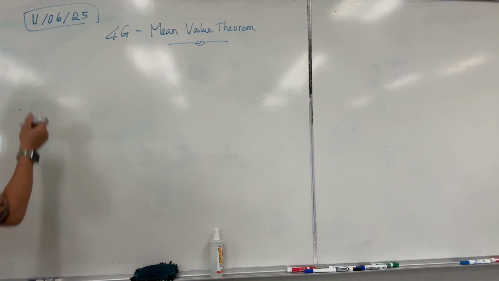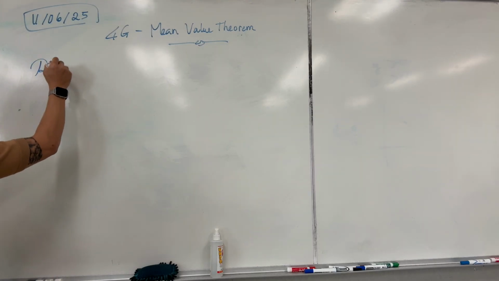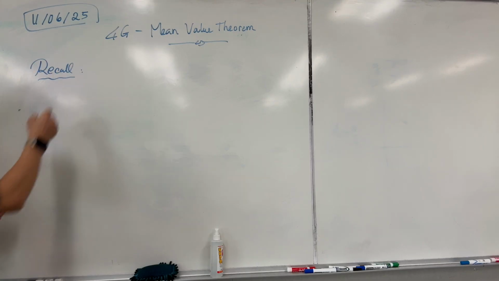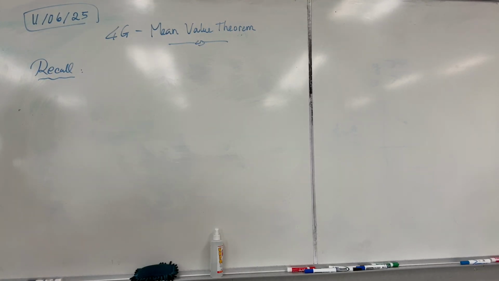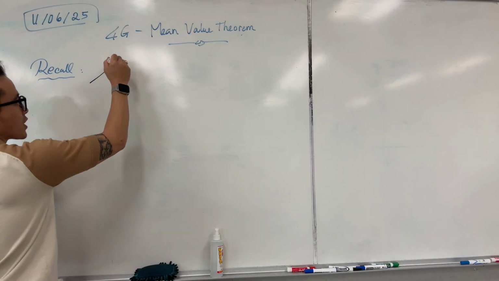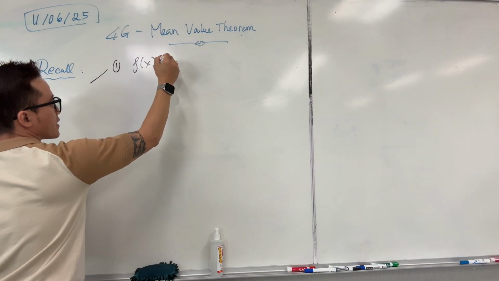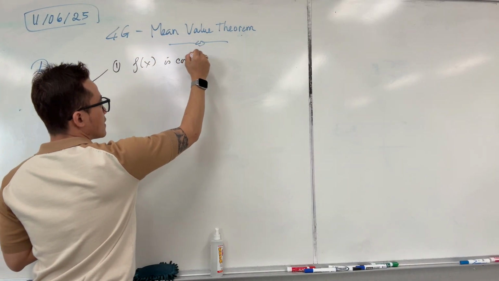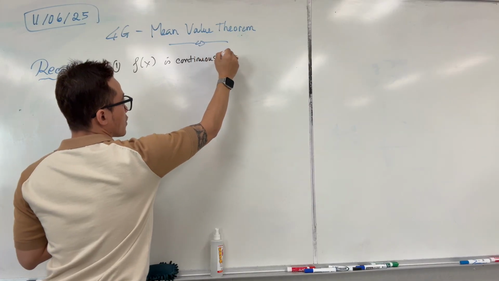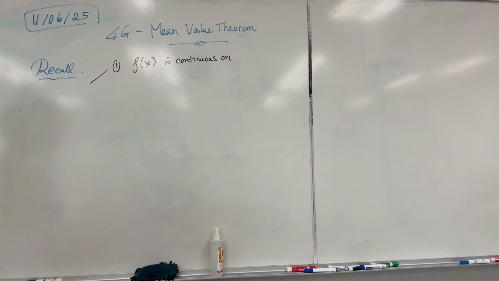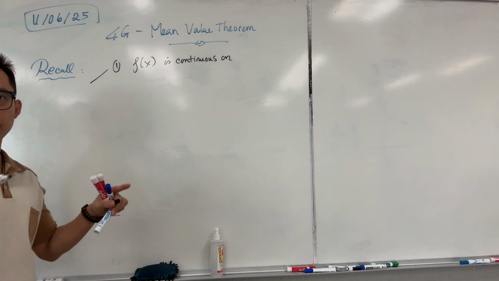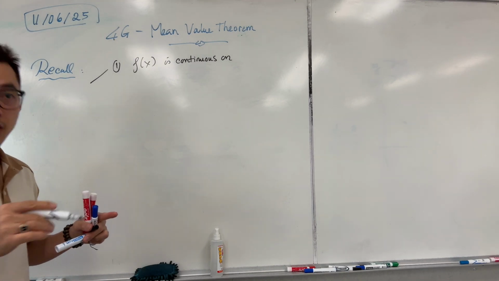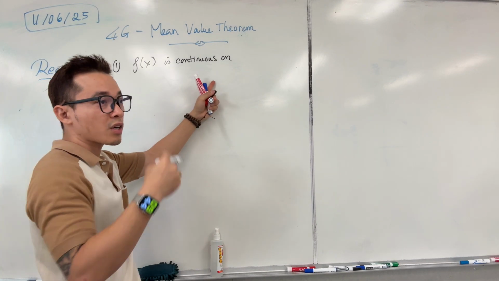So let's recall. The mean value theorem needs two conditions. First, the function needs to be continuous. Continuous on where? On [a, b]. Is that an open parenthesis or a bracket? Close. So that means it needs to be continuous on a closed and bounded interval.